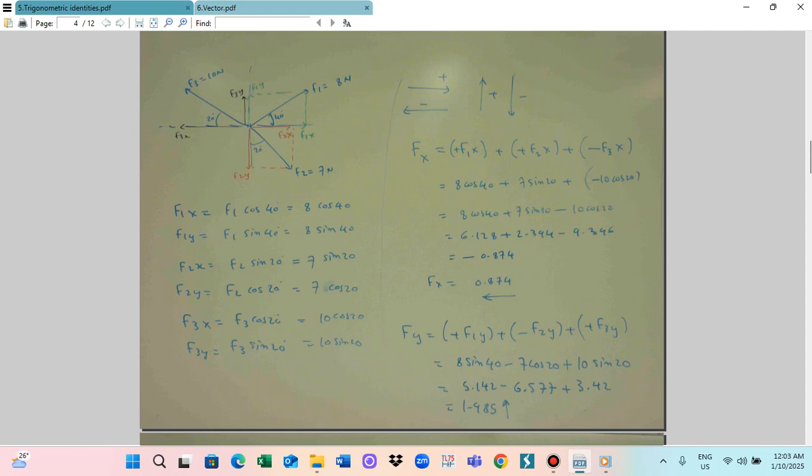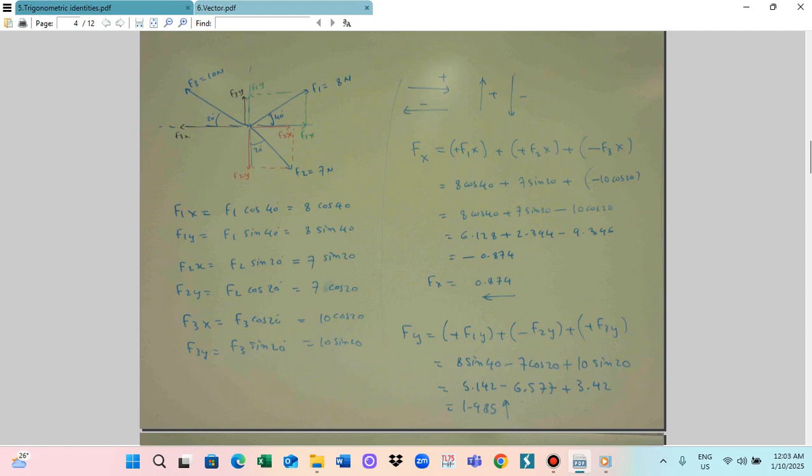So multiply 8, so this is 6.128. Plus sin 20, sin 20, so multiply with 7, so then we use 2.394. Minus cos 20, so multiply 10, so this is 9.396. So this one you add.